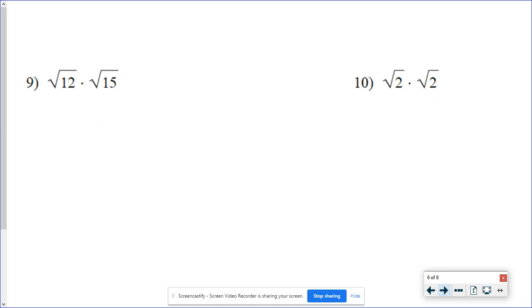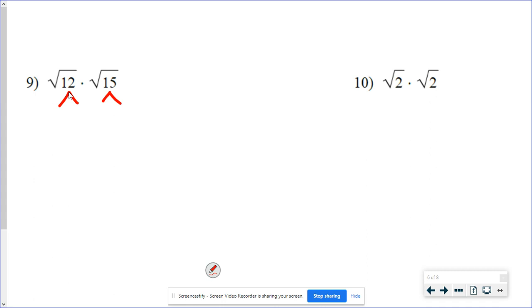The square root of 12 times the square root of 15. Now, 12 times 15 is 180. It's not a perfect square. You could certainly multiply them together if you wanted to. But again, I will say that I prefer to just make separate trees and know that all of it is underneath those radicals, so I can circle anything from either one of those trees.